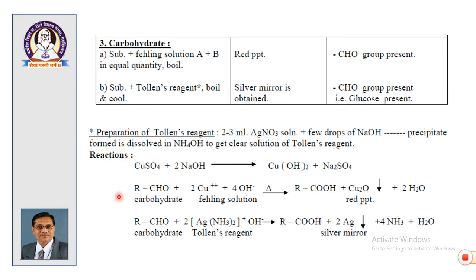Then how to prepare Tollens reagent? The procedure is given. AgNO3 plus a few drops of NaOH, a precipitate will be formed. Dissolve it in NH4OH to get a clear solution, which is the Tollens reagent. So, these are the tests observed for glucose. Carbohydrate with Fehling's solution gives a red precipitate, and carbohydrate with Tollens reagent gives a silver mirror. So, if your compound shows these tests, then it will be a carbohydrate.